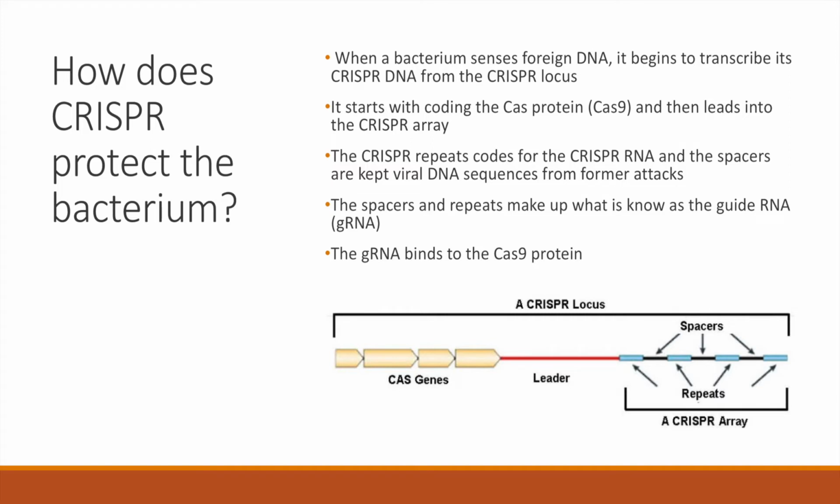The spacers and the repeats make up what's known as guide RNA, and the guide RNA binds to the Cas9, which is how it will go and find the DNA to cut it up to stop the viral infection, so that the viral DNA can't be transcribed and translated into proteins that would kill the bacterium.